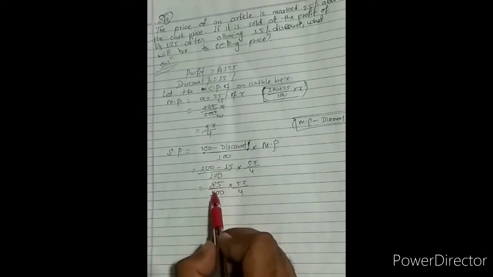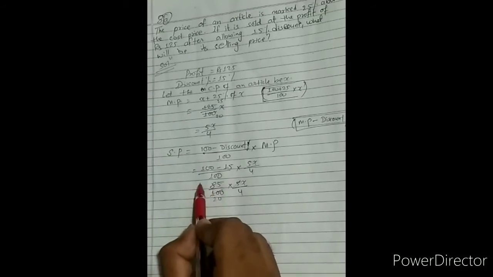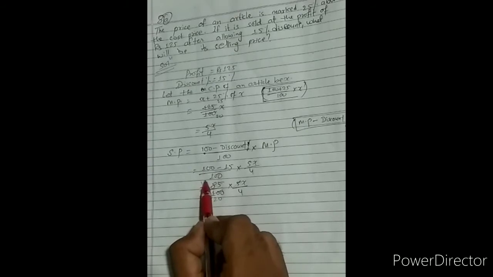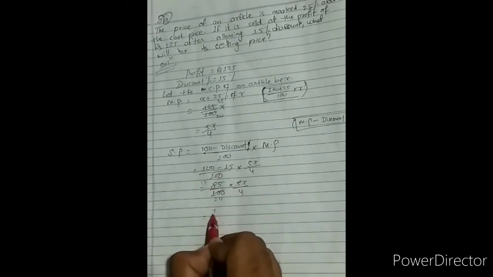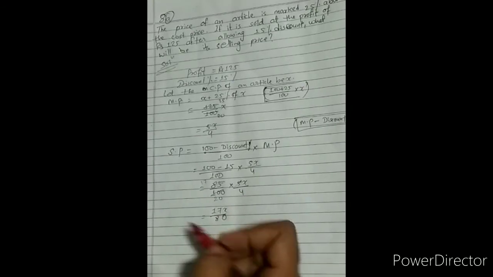Here also you can cancel. 5 twentieths is 5, 5 ones are 5, 3 fives are 15, 17 by... so we get 17x by 80. This is the selling price in terms of X.